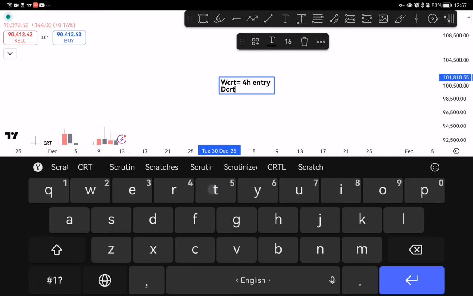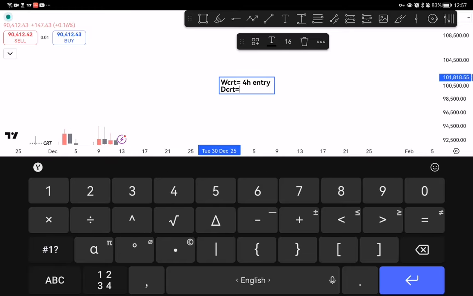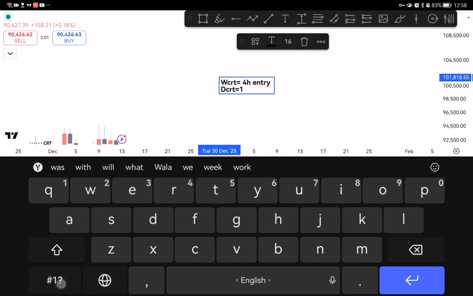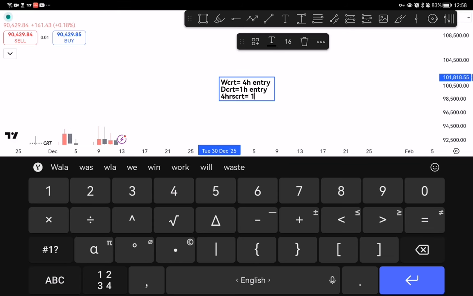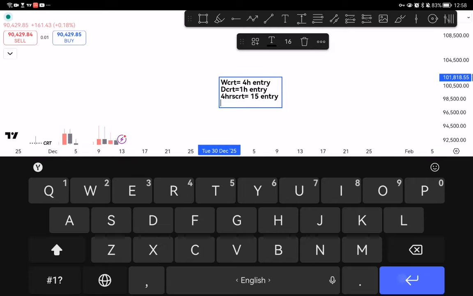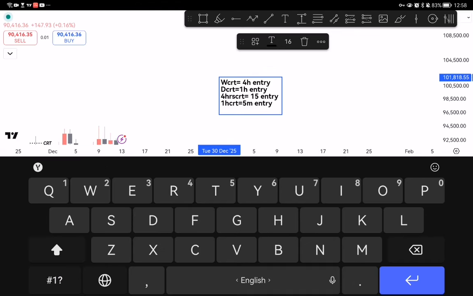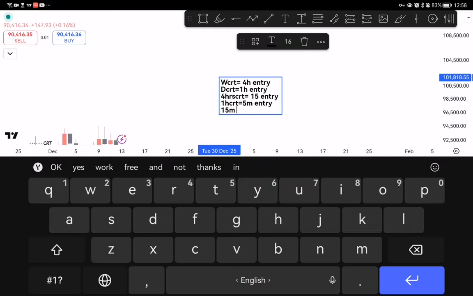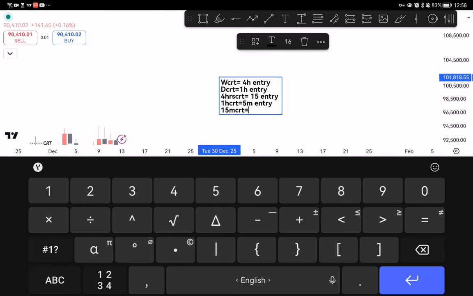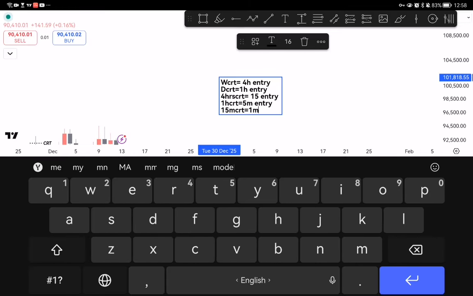Then daily CRT will be equals to 1 hour entry, and our 4 hours CRT is going to be equals to 15 minute entry, and our 1 hour CRT will be equals to 5 minute entry, and lastly our 15 minutes CRT will be equals to 1 minute entry.